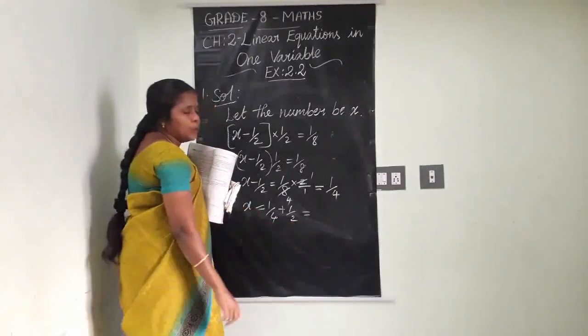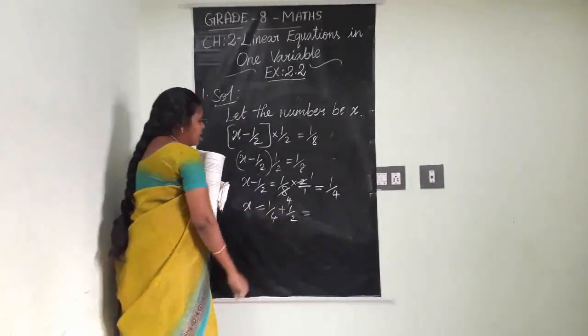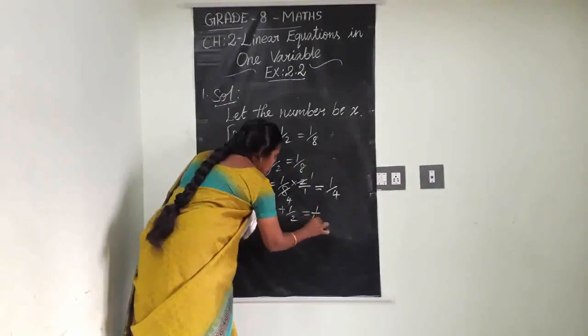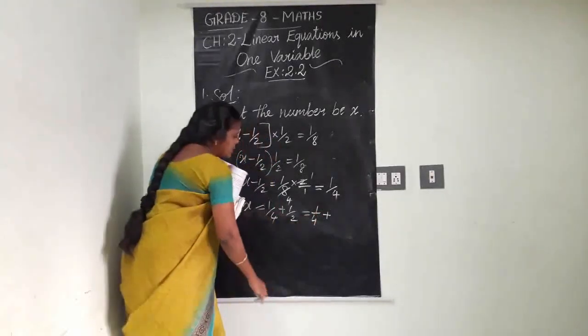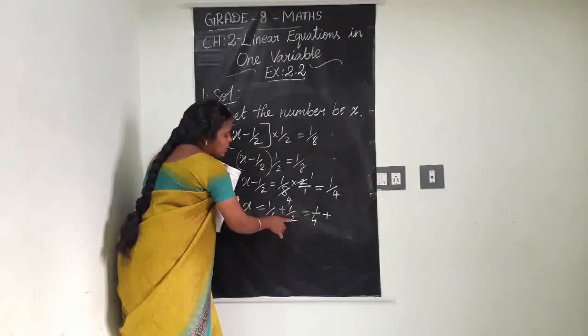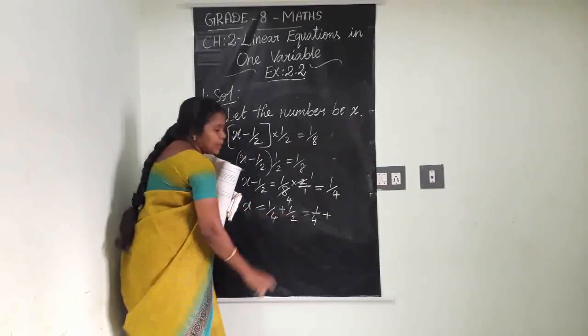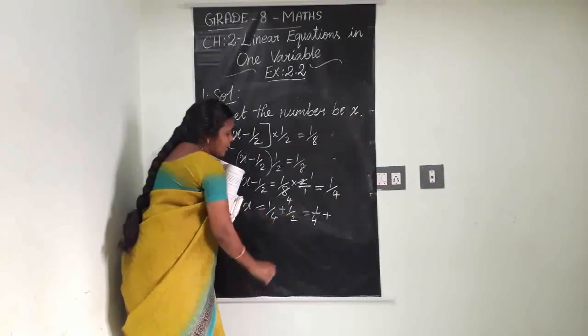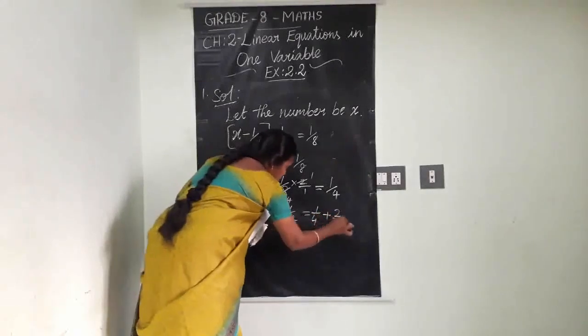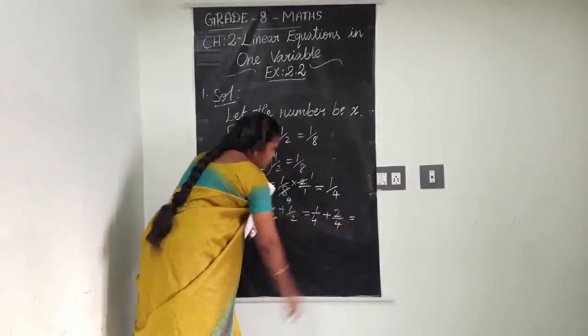LCM of 4, 2. What is it? 4 only. 4 is here already, so 1 by 4 plus... Here the LCM answer is 4. So by which number do we have to multiply 2 to get 4? By 2. Clear? 1 2s are 2, 2 2s are 4. Clear?